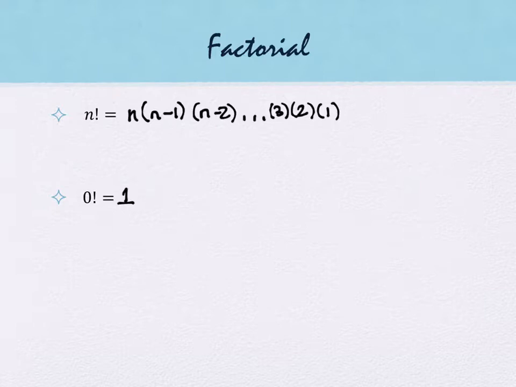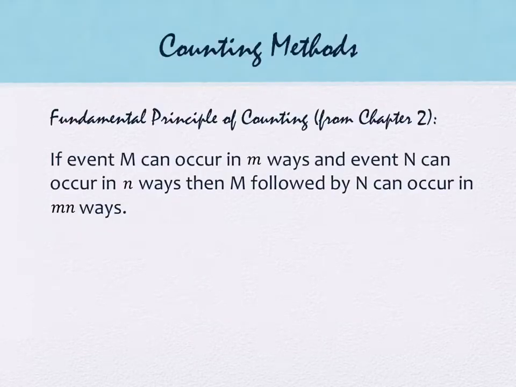Back in number theory, we encounter what's called the fundamental principle of counting in chapter 2. It says something like this. If event M can occur in m ways and event N can occur in n ways, then event M followed by event N can occur in m times n ways.